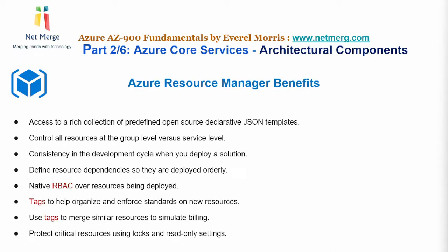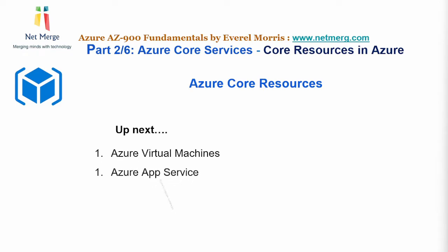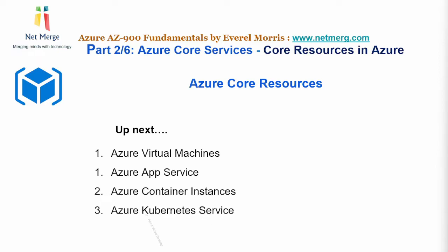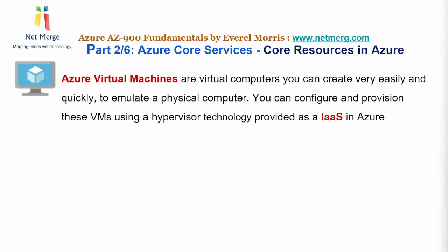Again, it's a really big chapter. It has a lot to cover, and we have to go through it at a much faster pace than the other chapters. Now, these are your Azure Resource Manager benefits. You want to get familiar with them and try to understand them as well. Now we're going to talk about virtual machines, app services, container instances, Azure Kubernetes Service, and virtual desktop. So let's talk about virtual machines.